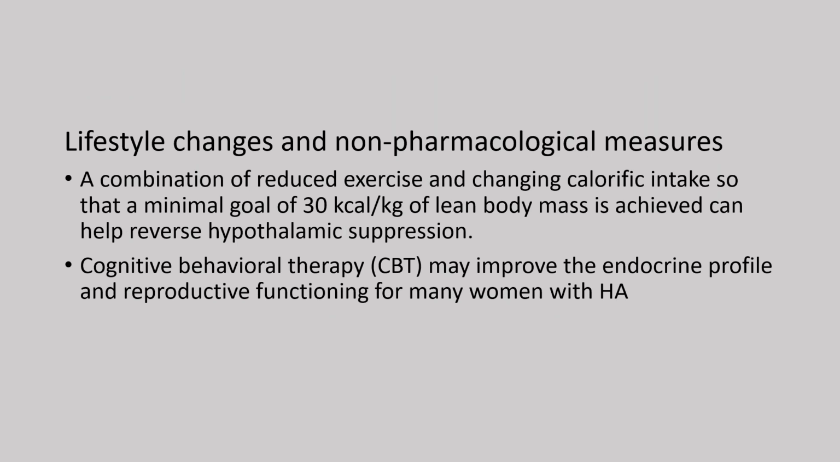Now, lifestyle changes and non-pharmacological measures are predominantly important in hypothalamic amenorrhea patients. The combination of reduced exercise and changing calorific intake so that a minimal goal of 30 kilocalories per kg of lean body mass is achieved can help reverse hypothalamic suppression. So this has to be followed. Secondly, cognitive behavioral therapy or psychocounseling, because there are multiple things associated with this: stress, anorexia nervosa, bulimia. They all need CBT. So lifestyle changes and cognitive behavioral therapy.